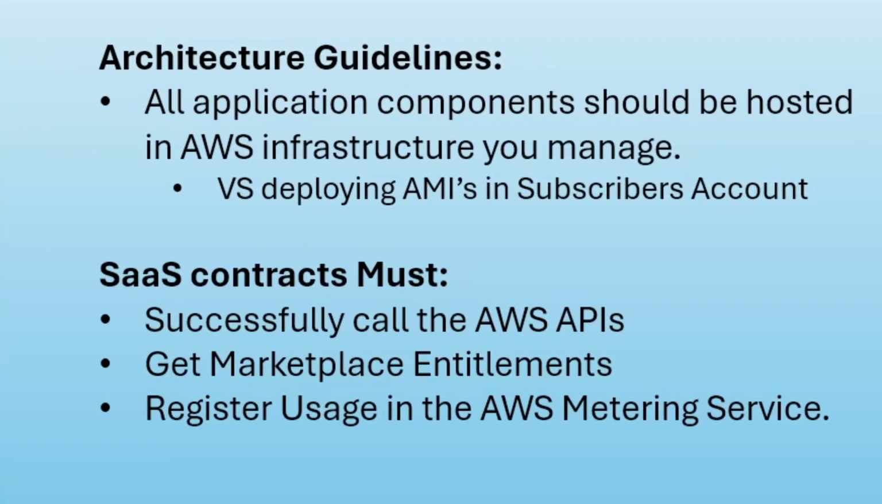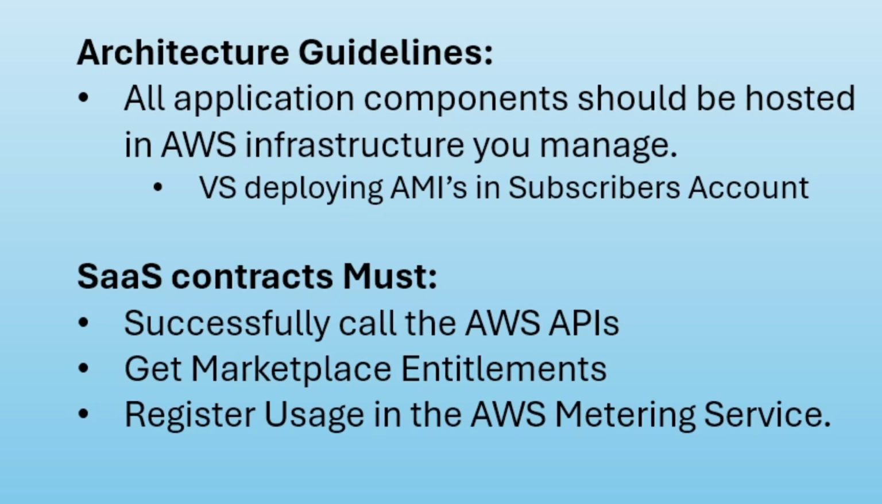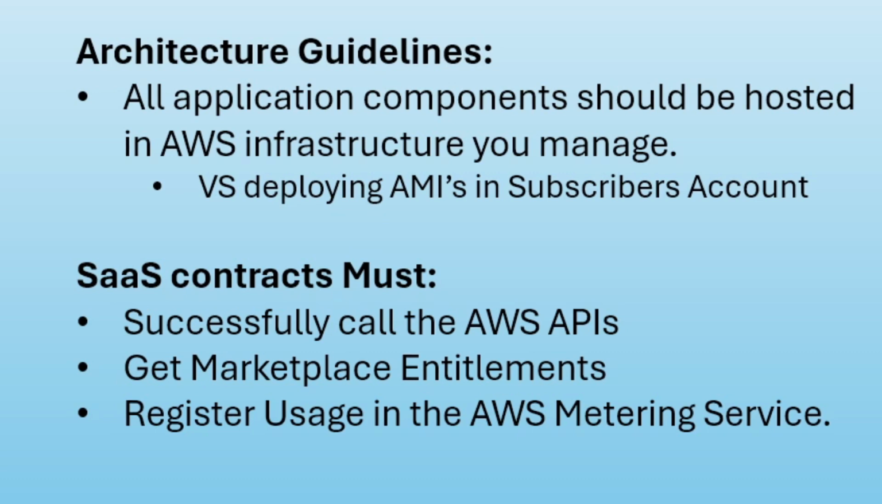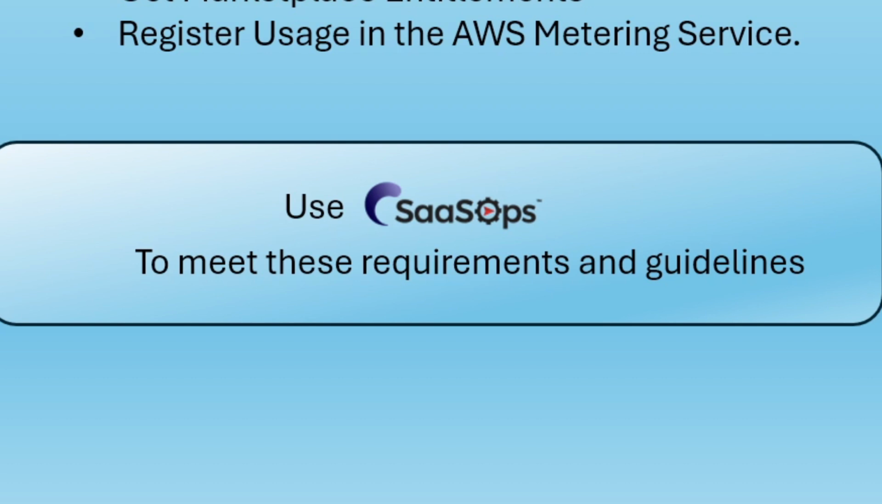But there are also some architectural guidelines. All application components must be hosted in the AWS infrastructure that you manage. And this is versus deploying an AMI in the subscriber's account. Okay, so you're providing the infrastructure for the SaaS solution. The SaaS contracts must be able to call AWS APIs to get marketplace entitlements, and to register usage and metering if you're going to use metering services. Okay, and this is all the requirements that SaaSOps helps you meet, in addition to more SaaS management features. So that's what we're going to talk about today.